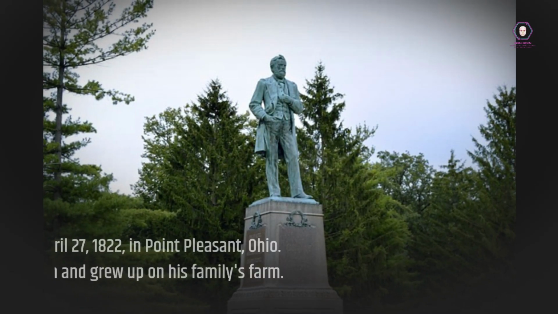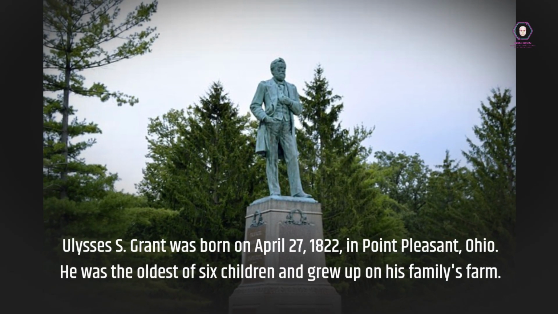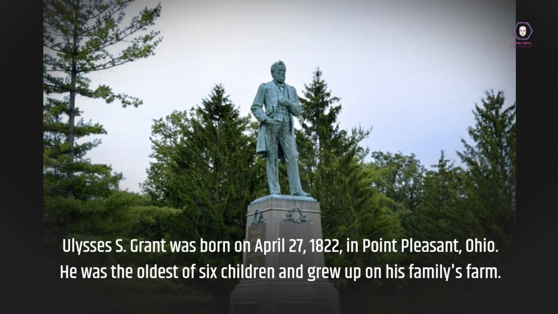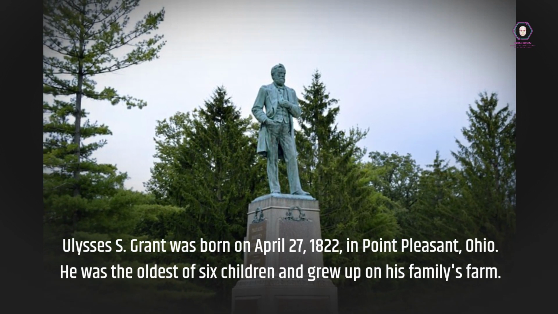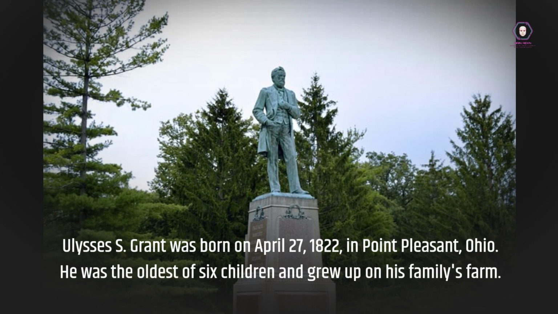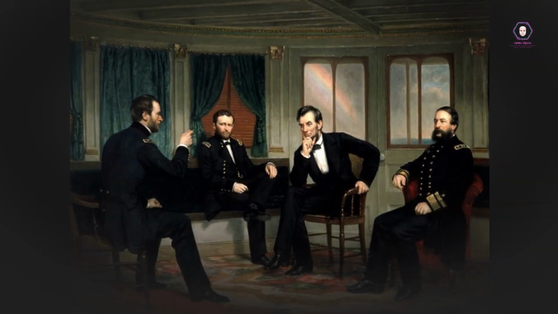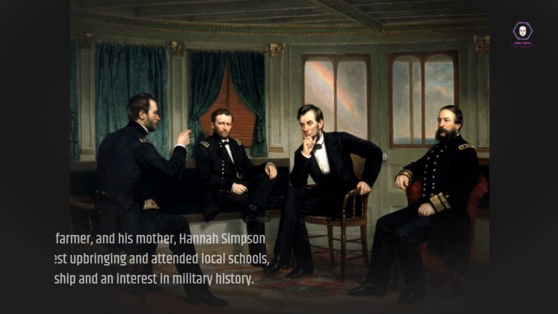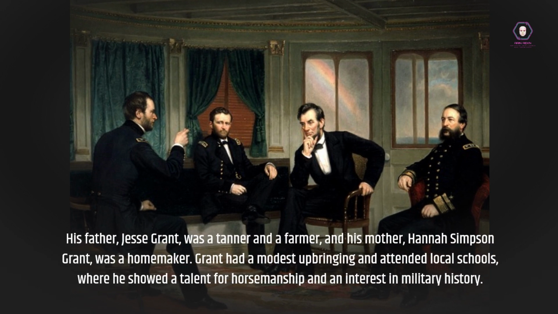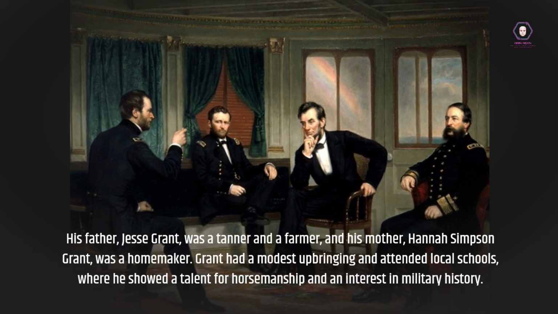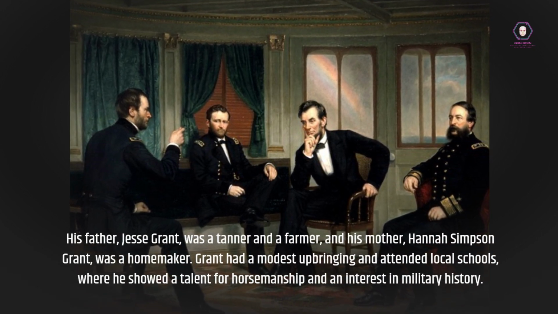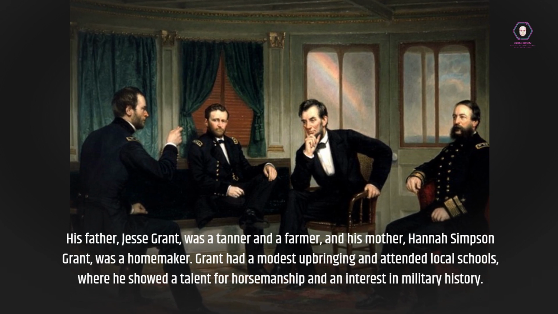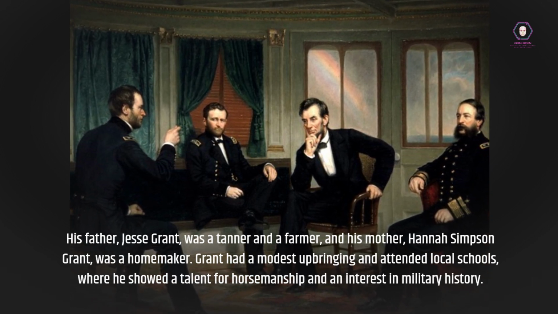Ulysses S. Grant was born on April 27, 1822, in Point Pleasant, Ohio. He was the oldest of 6 children and grew up on his family's farm. His father, Jesse Grant, was a tanner and a farmer, and his mother, Hannah Simpson Grant, was a homemaker. Grant had a modest upbringing and attended local schools, where he showed a talent for horsemanship and an interest in military history.